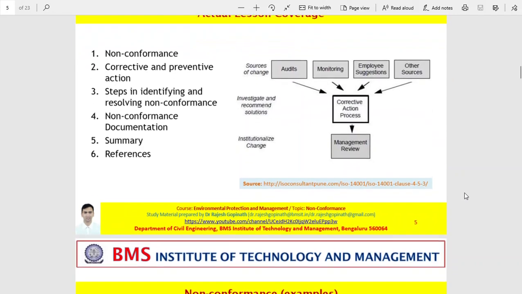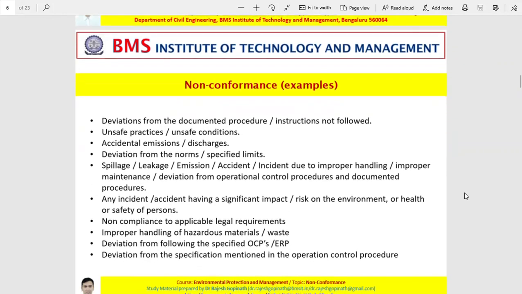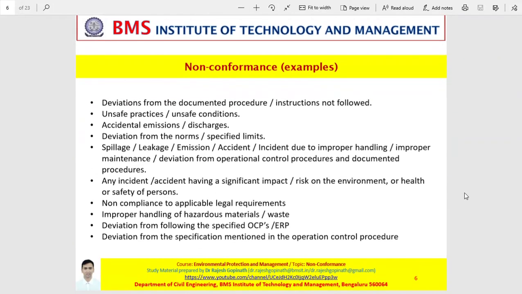Let us move to slide 6. If you look at the title, it says examples for non-conformance. You might find this amusing that rather than introducing you to the concept of non-conformance, I am directly giving you examples. And this is because I strongly believe that knowing the examples will make you familiarized with the actual concept. So what are the examples of non-conformance?